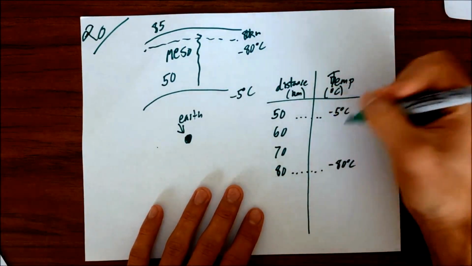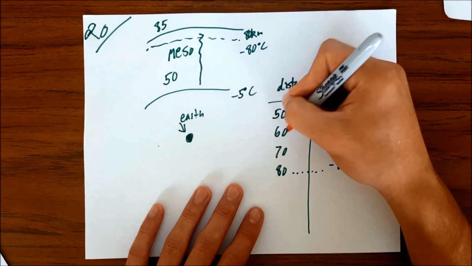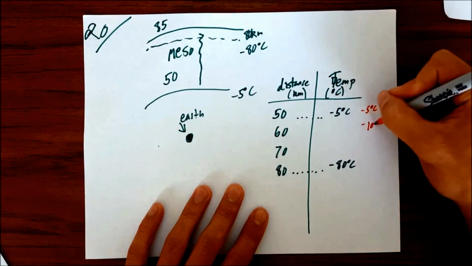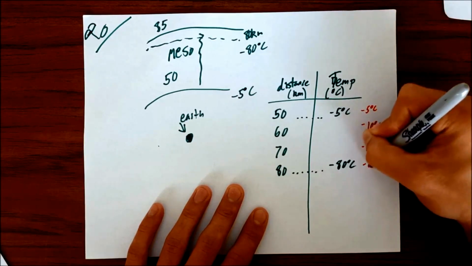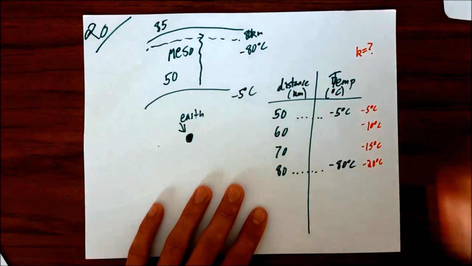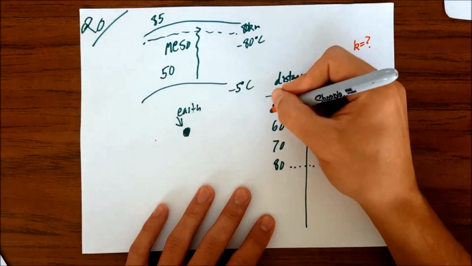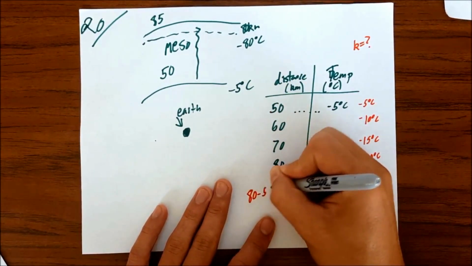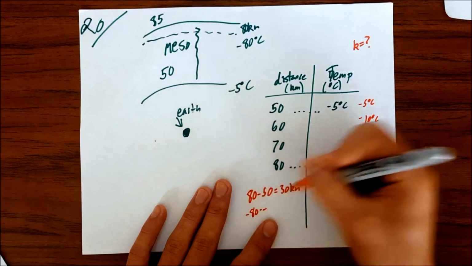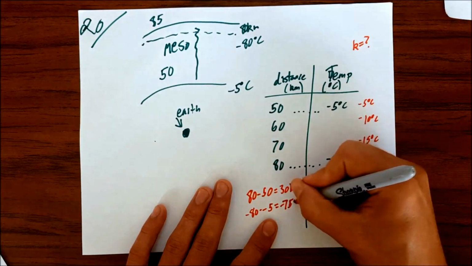And so it's just going to change by a constant amount. So for example, if the temperature dropped by 5 degrees Celsius every 10 kilometers, then this would be minus 5 degrees C, minus 10 degrees C, minus 15 degrees C, and minus 20 degrees C. All right, so you know that the temperature drop, which is k, what is the constant amount that it drops? It's going to be more than a 5-degree change, okay? And the way to calculate it is just this difference here, right? It's going to be 80 minus 50, it's going to be 30 km. And then the temperature change is going to be minus 80 minus 5, which is a temperature change of 75 degrees, and it just happens to be a negative temperature change, right?